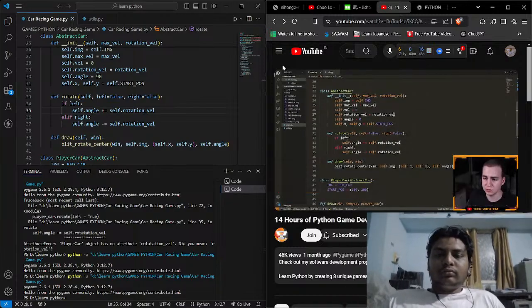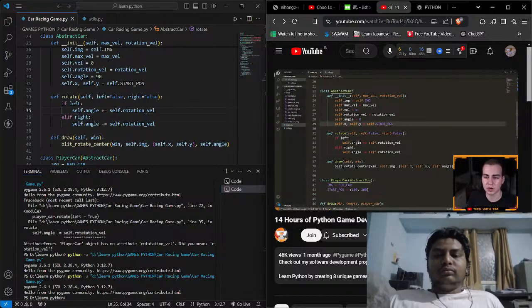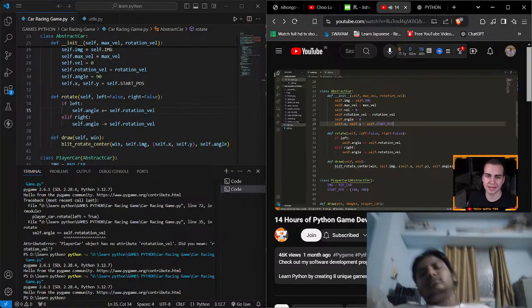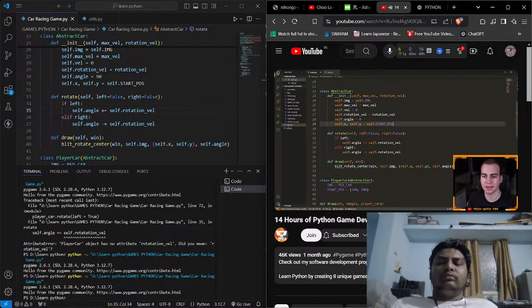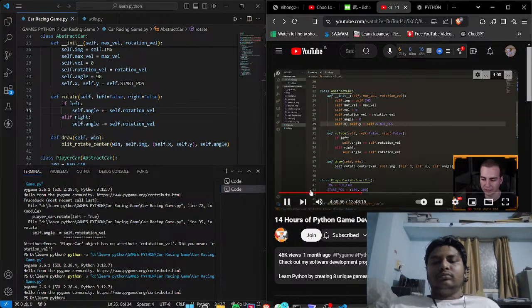The maximum velocity, we have the rotation velocity, we have the angle. The next thing we need is the acceleration, because cars don't just instantly reach their top speed. They take a few seconds to get up to speed. When you slam on the gas, you are accelerating, you're adding more force to the tires, you're going faster, and then eventually you reach kind of like a terminal velocity, which is what we're going to get to here.